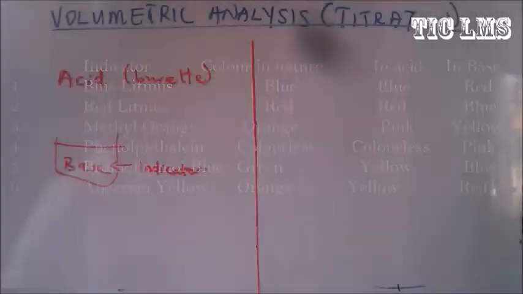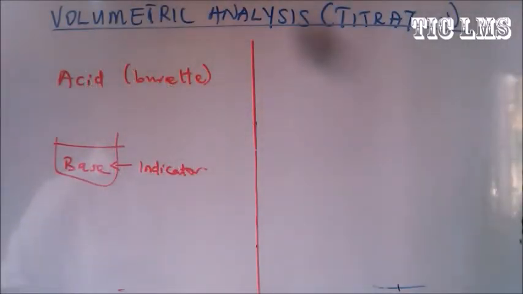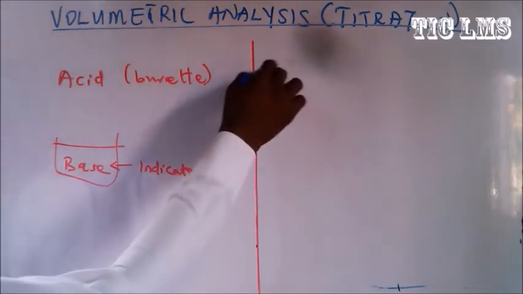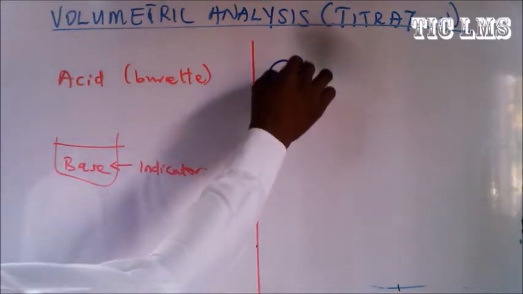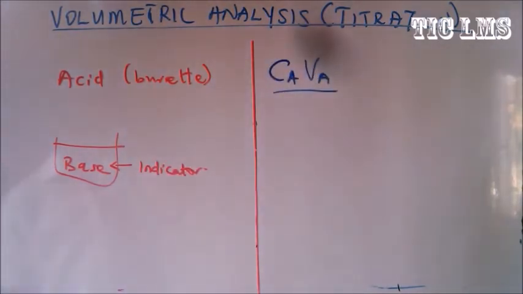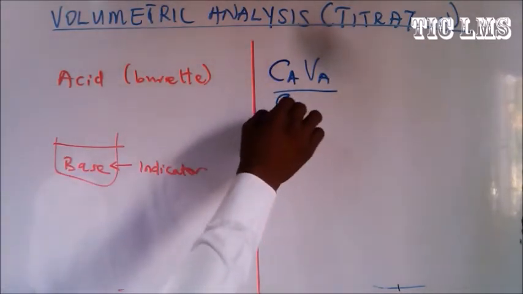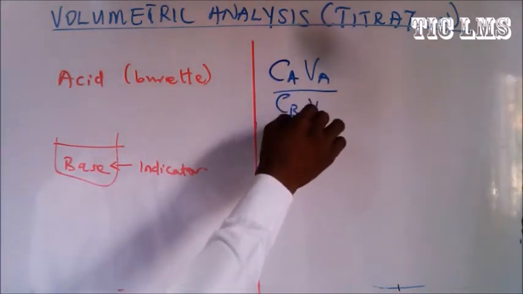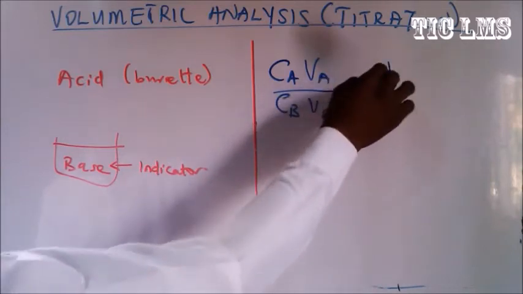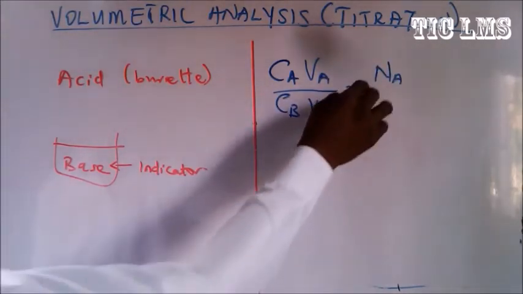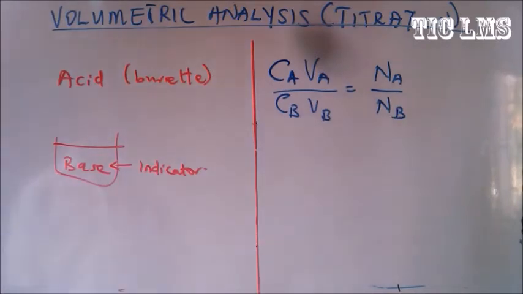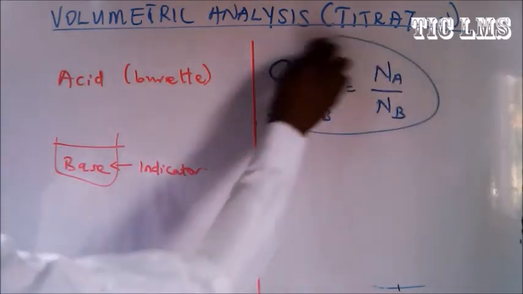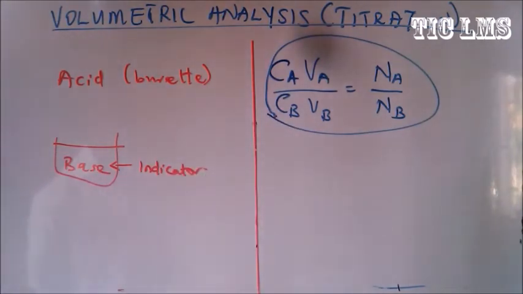So the relationship between an acid and a base in titration can easily be carried out with a formula which says that the concentration of the acid multiplied by the volume of the acid over the concentration of the base multiplied by the volume of the base is equal to the number of moles of the acid over the number of moles of the base. This is the formula which we shall use to solve questions regarding titration.